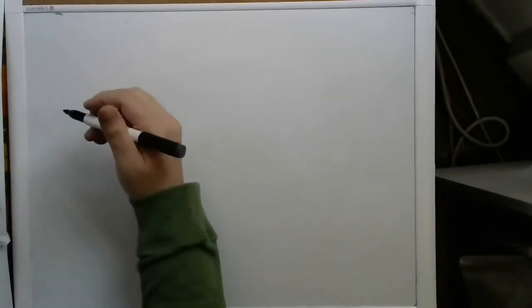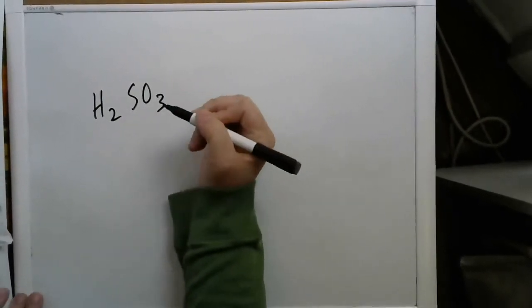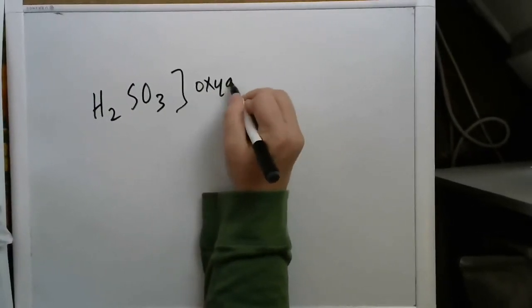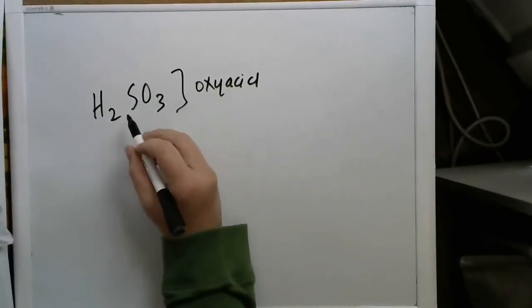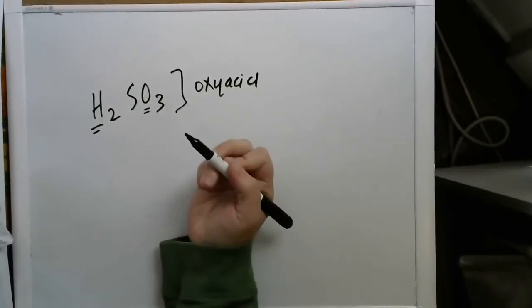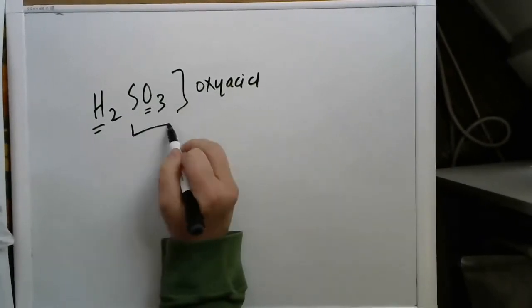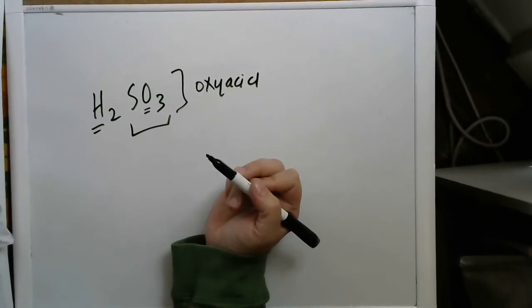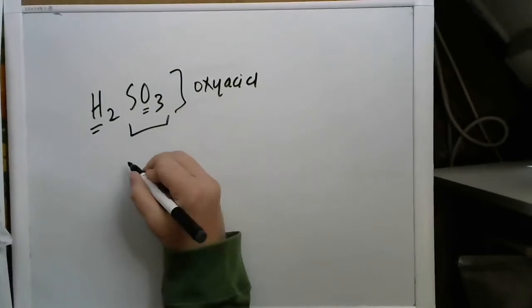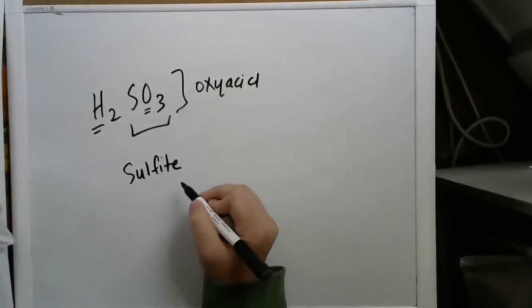Number 82, what's the name of H2SO3? This is an example of an oxy acid. Okay, you can tell that because it starts with an H, so it means it's an acid, and there's an oxygen in it, right? So oxyacids are named based solely on their polyatomic ion. So you have to look at this and you have to say to yourself, I know that this is a sulfite. Okay, I know that's a sulfite ion.